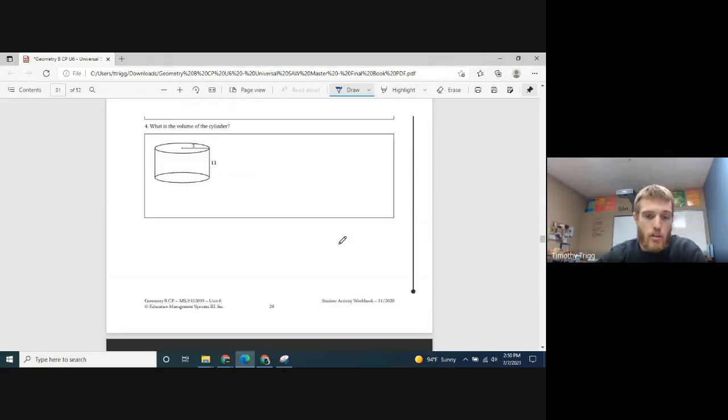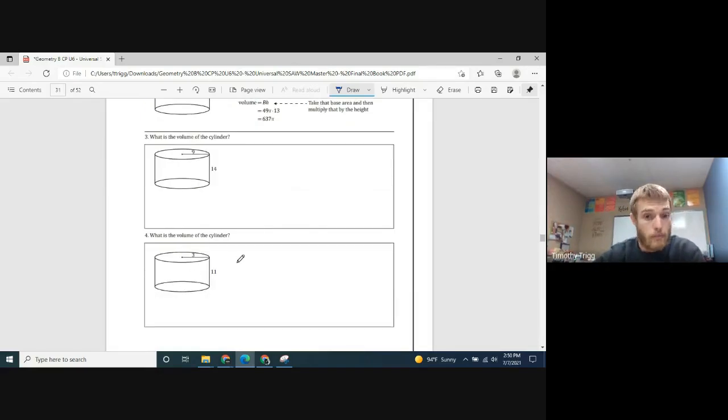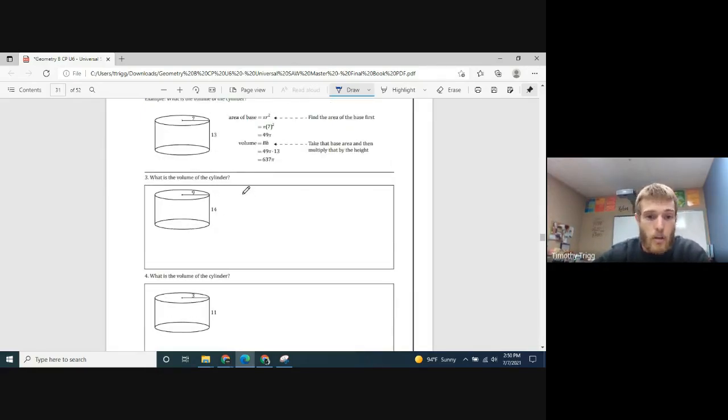Let's go on to page 29. I'll go ahead and do number 3 with you guys, and you can do number 4 on your own. So let's find the volume. So again, the volume formula is the area of the base times the height. To find the area of the base, well, that's the area of a circle in this case. That's pi times r squared. What's our r in this case? Our r is 9. So that's going to be pi times 9 squared. In other words, 81 pi. That's the area of that circle.